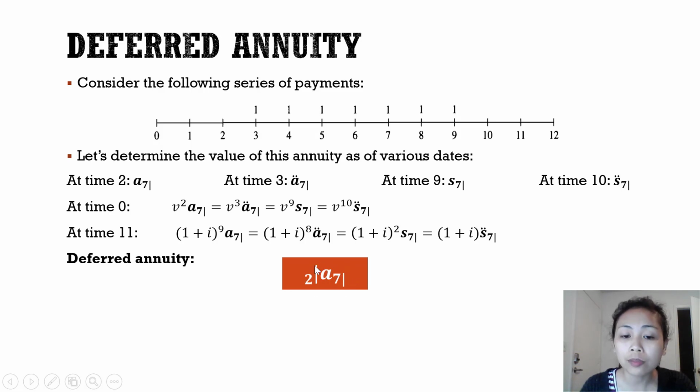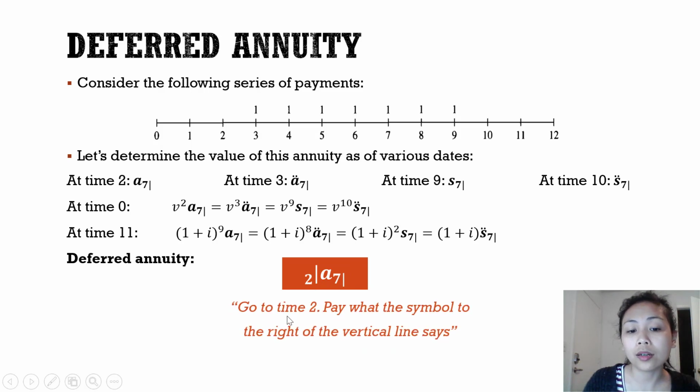So this notation means an annuity immediate starting at time 2 that has 7 payments. Another way to read it is an annuity immediate deferred to time 2. So it's basically to go to time 2 and pay what the symbol to the right of the vertical line says. This is the vertical line. So we go to time 2 and pay what the right side of the vertical line says. On the right side of the vertical line here, it is an annuity immediate of 7 payments.